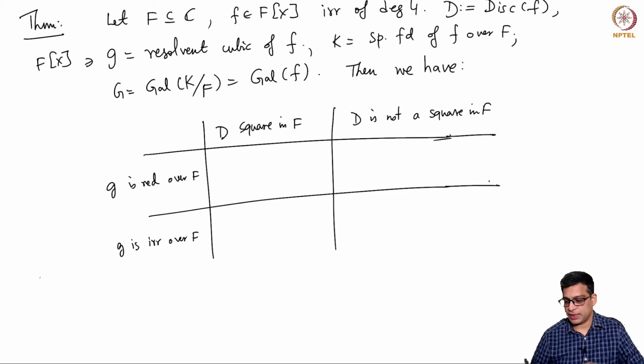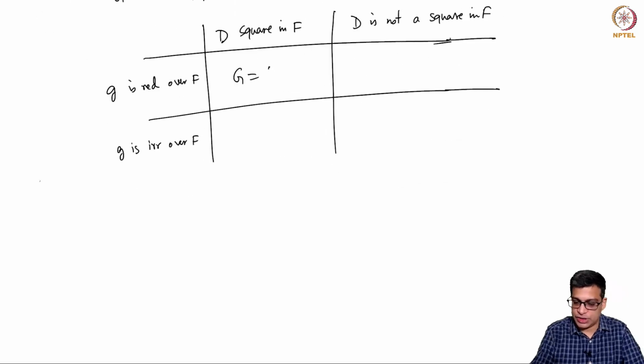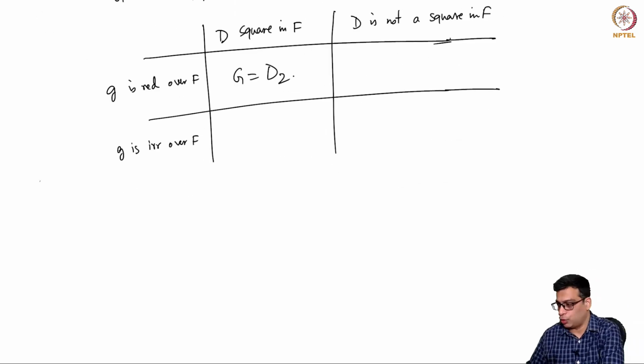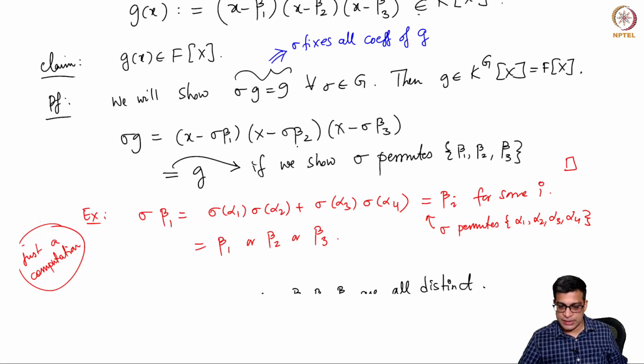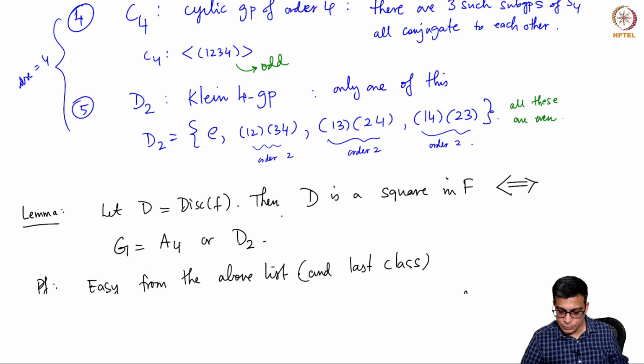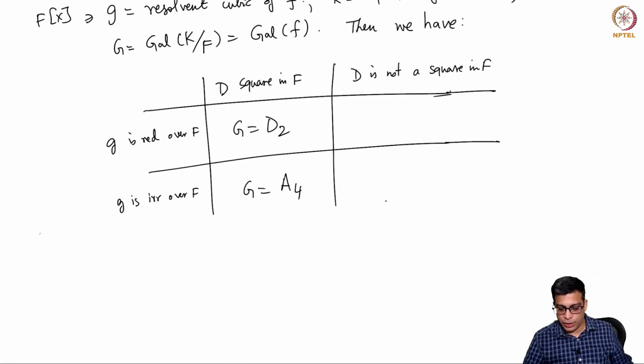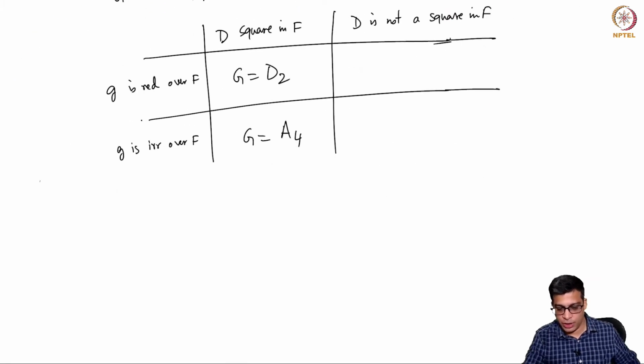Okay, so in these cases we have the following cases. In this case G must be the Klein 4 group. In this case G must be A4. So, remember, when D is a square, I already noted we have A4 and D2, and those possibilities are going to be determined by the situation of G, whether G is reducible or irreducible.